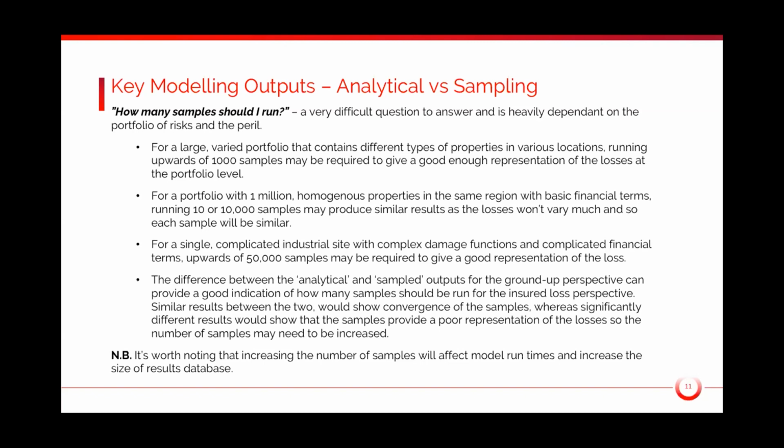Because there's going to be quite a lot of variation, you want to have quite a lot of snapshots of that to give you a good picture. But then, running a large portfolio with 1 million locations, which are all homogeneous and similar and in the same region with very basic financial terms, you might get similar results running 10,000 or 10 samples, just because the law of large numbers will kick in and there won't be much variation between those very similar properties. And so it doesn't really matter how many samples you run.